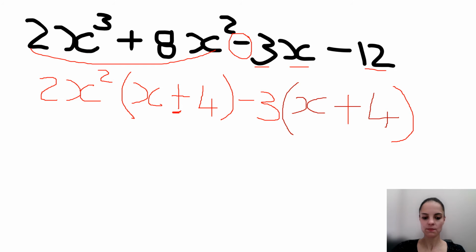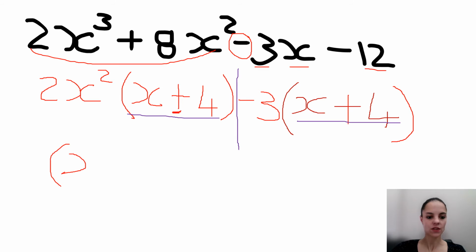And you will see we now have the two brackets that are exactly the same. And that is important because that now becomes our common factor. So in between here is our common factor, which is the bracket. Now we can take it out. We take out the x plus 4.